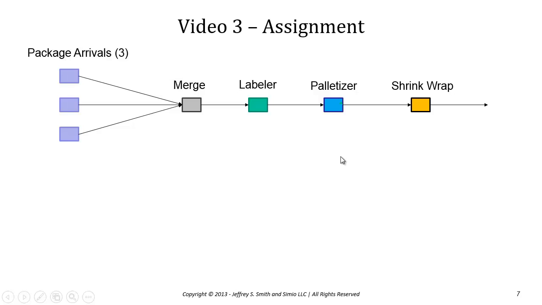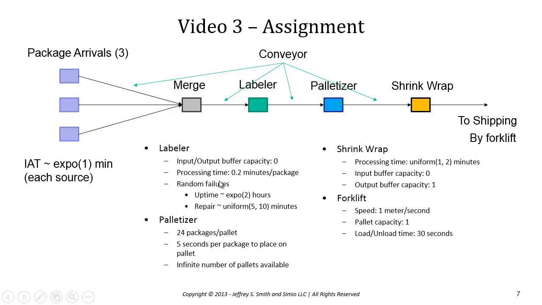And so some details, as I said, the transportation of the packages and the final pallets is by conveyor, and the pallets are then taken to shipping by a forklift. The interarrival times are exponential with a mean of 1 for each one of the sources. Our labeler has an input and output buffer capacity of 0, so it'll block the conveyor. The processing time is a deterministic 0.2 minutes per package, and our labeler suffers random failures as shown here.